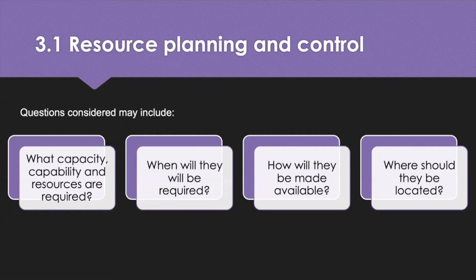The important questions you might want to think about should include what capacity, capability and resources are required, when will they be required, how will they be made available, and where should they be located. Who should be the provider, the owner or responsible party for each resource? Suppliers and their supply chain should be considered as a resource. The supply chain network should be evaluated to establish whether or not resources are effective and can support the organisation.